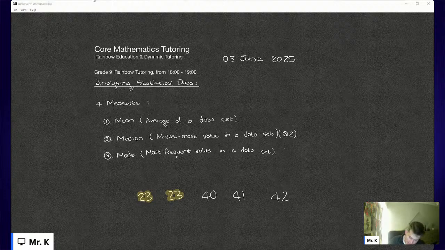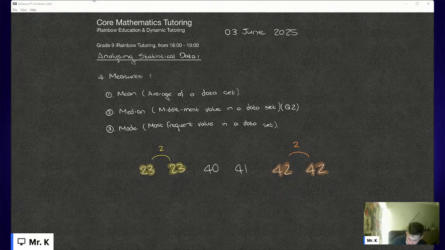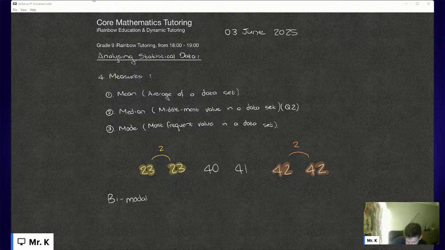So if we were asked about the mode for this data set, we would simply say that it's the number 23. If, however, we have the following information, we add on a number at the end over here. Now we have two numbers that repeat themselves an equal number of times. So you can see on the left here that we have two number 23s, but we also have two 42s. In this case, we would say that we have what is called a bimodal data set.